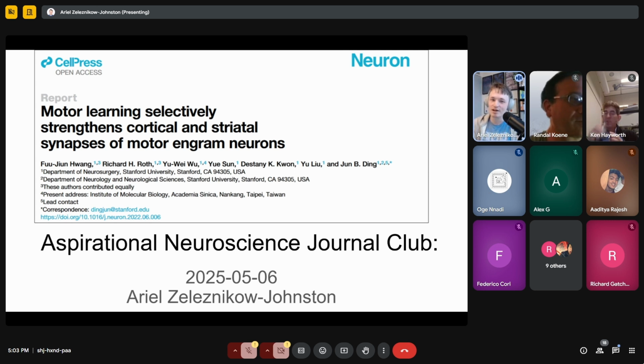Today we're looking at this paper that's interesting. It looks at sort of engram formation in the motor cortex and in the dorsolateral striatum, how those two brain regions connect to each other, and what's going on down at a synaptic level during the learning of a particular motor task. So specifically this one, motor learning selectively strengthens cortical and striatal synapses of motor engram neurons, by Fuu-Jiun Hwang as first author and Chun-Bi Ding as last author, some guys at Stanford. So let's get into it.